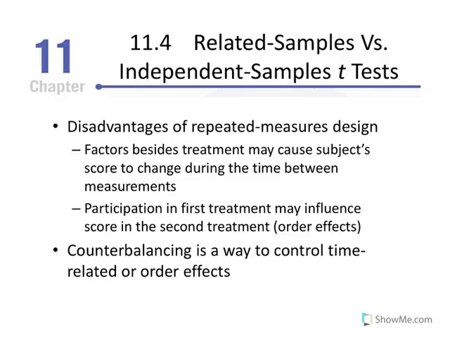So now let's discuss some of the disadvantages of the repeated measures design. Factors besides treatment, so other variables, may cause subjects' scores to change during the time between exposure to the treatments or between measurements. So again, let's say we're testing out a new treatment for migraines, and we expose one group of, let's say, 20 individuals to one type of treatment, and they do that for, let's say, 6 weeks.